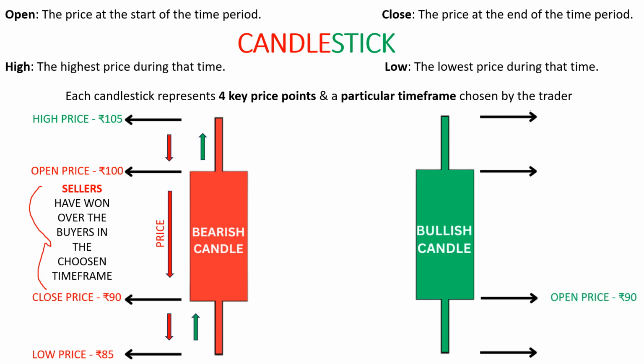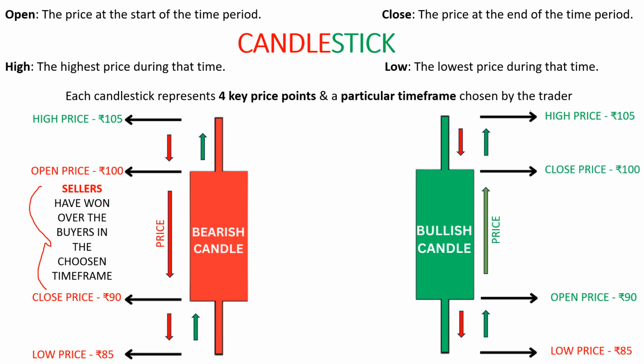In a bullish candle, the price opens, let's say, at 90. The sellers try to push the price down all the way to 85, but they were met with resistance from buyers who came back very aggressively, and they pushed the price all the way up to 105, where they meet the sellers again who try to push the price down, but eventually the buyers overpower them and the price settles at 100 rupees. That becomes your closing price. So this is how a typical bullish candle looks. In this case, the buyers have won over the sellers.